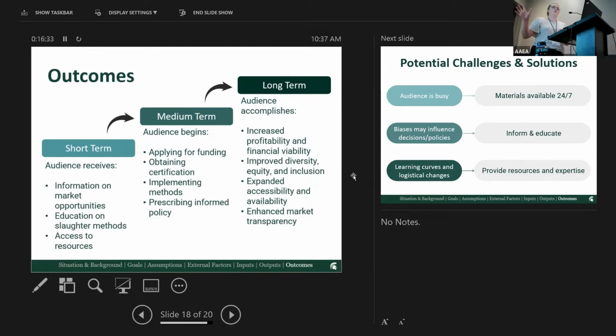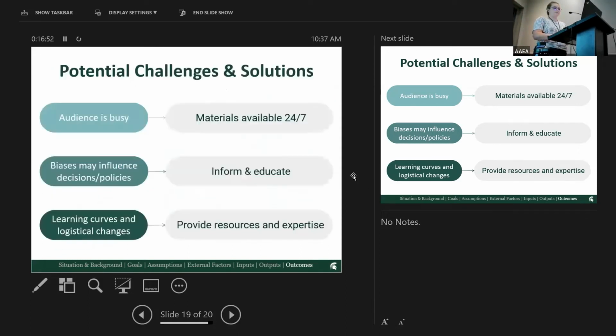Altogether, in the long term, I anticipate the audience will accomplish increased profitability and financial viability in their operations, improved diversity, equity, and inclusion in the meat supply chain and in the U.S. overall, expanded accessibility and availability of these certified halal meat products, and enhanced market transparency.